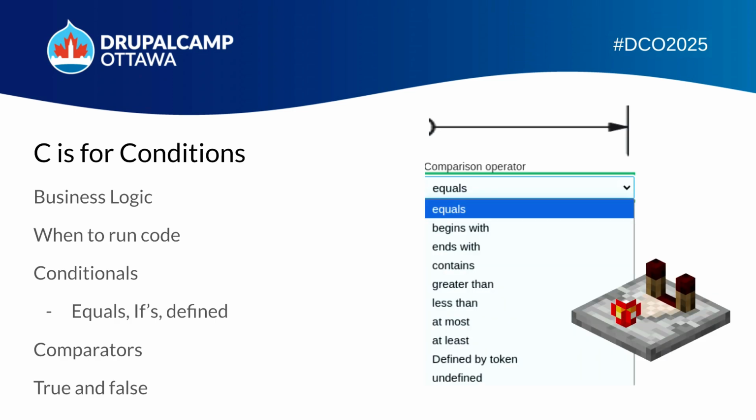Okay, C is for conditions. In the modeler, the conditions are represented with these arrows. They represent all of the business logic, and when to run code, and conditionals. There are times where you have an event that's firing, like you're updating an entity, and you don't want this action that you define later to happen every single time an entity gets updated. So you can put in conditions. Conditions can be things like if a certain value is measured, or if an entity exists or is defined, or if you have other types of comparators, or true, false, kind of Boolean things.